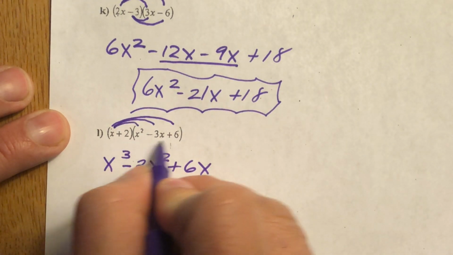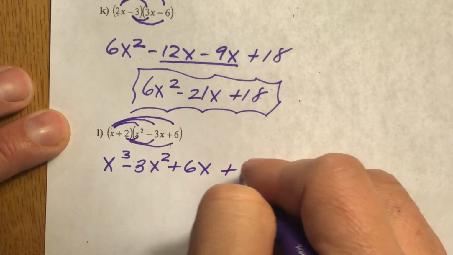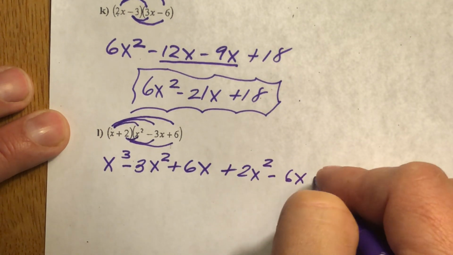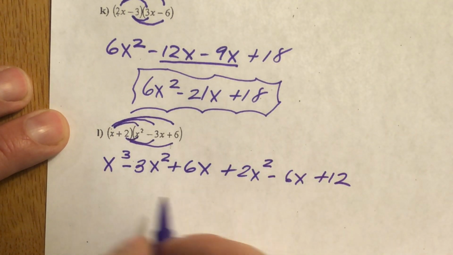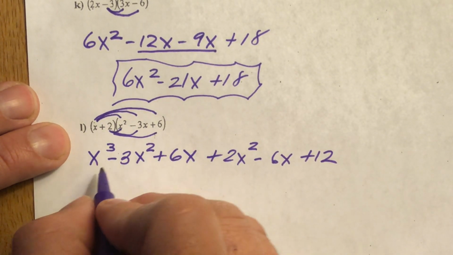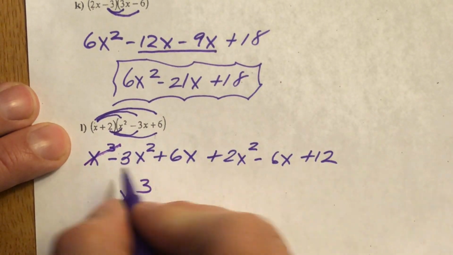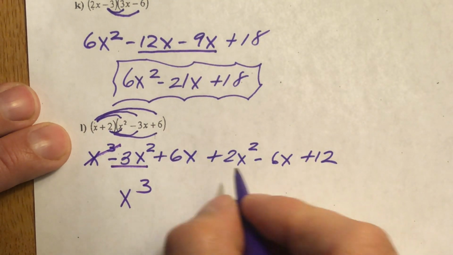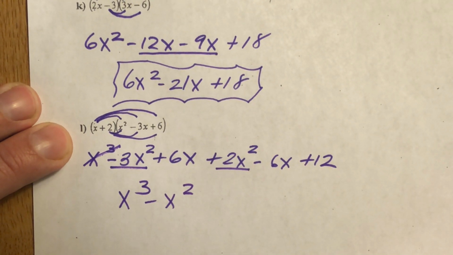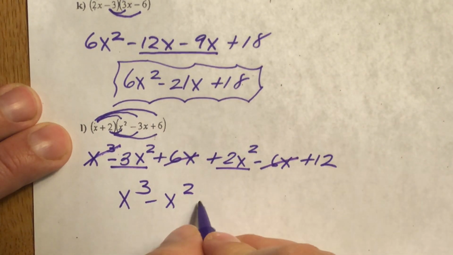Okay, I'm going to distribute the 2 to each of those terms as well. So I'm going to get plus 2x squared minus 6x and then plus 12. Now the fun part, you get to look for adding up like terms here. So I don't have any other x cubes, so x cubed, minus 3x squared plus 2x squared is negative 1x squared. 6x minus 6x, they cancel out, and I've got the plus 12.